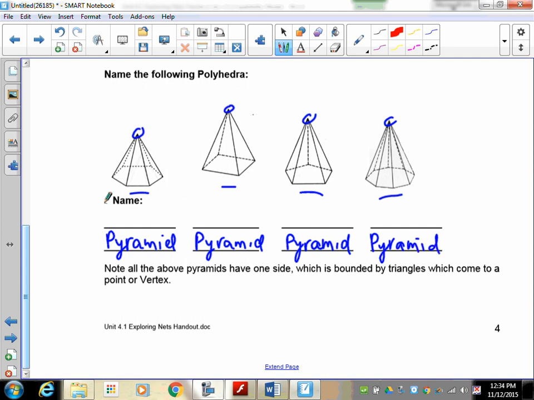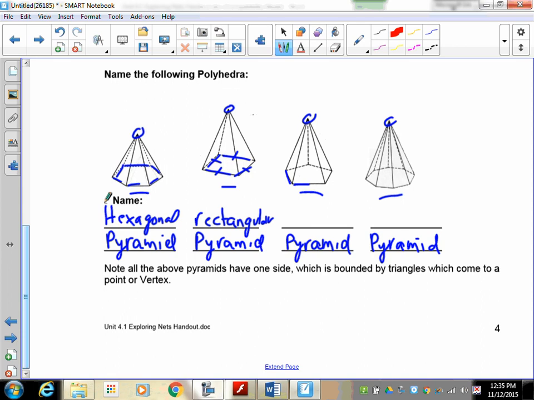So take a look at the base. How many sides? 1, 2, 3, 4, 5, 6. 6 sides is hexa, so it's hexagonal. This one, again, I'm not sure if it's supposed to be a square or a rectangle, but I'm going to go with the rectangle here. So this is a rectangular pyramid. If you had marks like this, then it would be a square pyramid. But you could still call it a rectangular pyramid, because a square is still a rectangle.